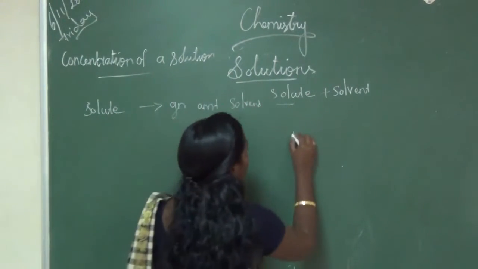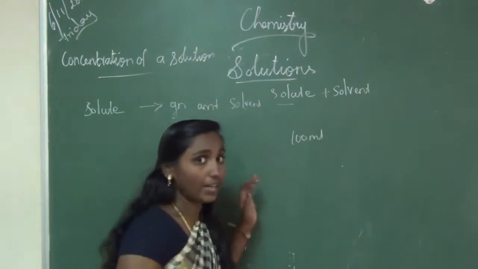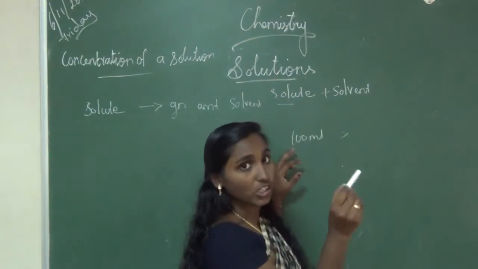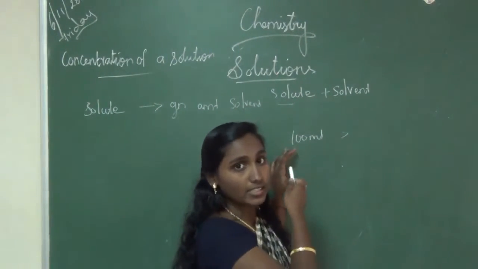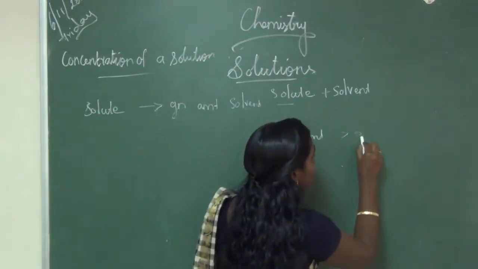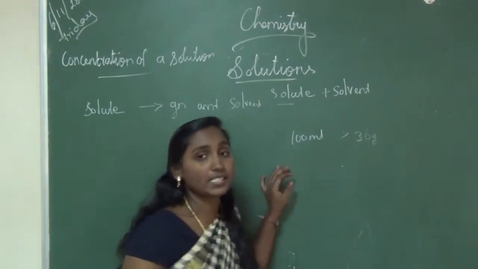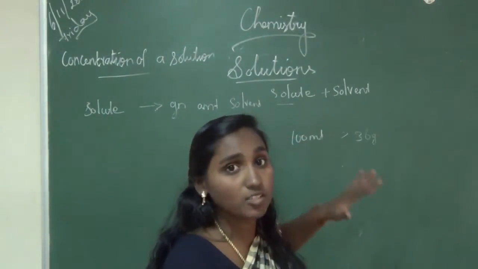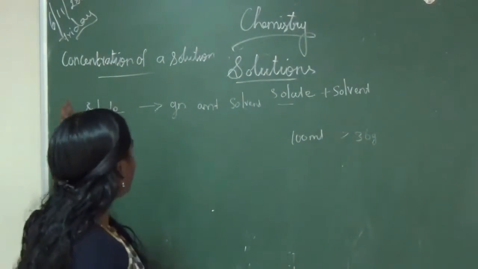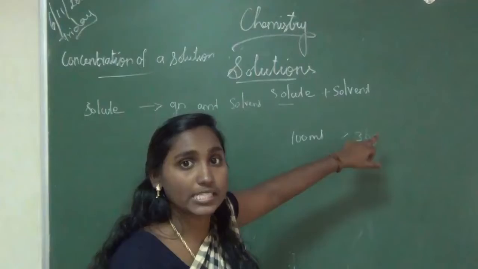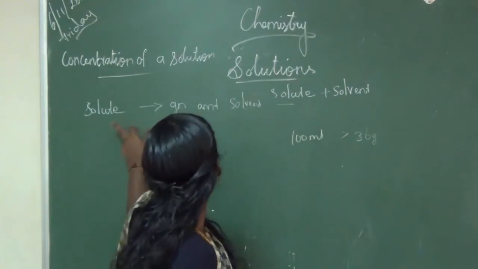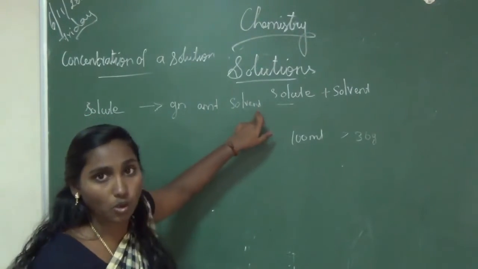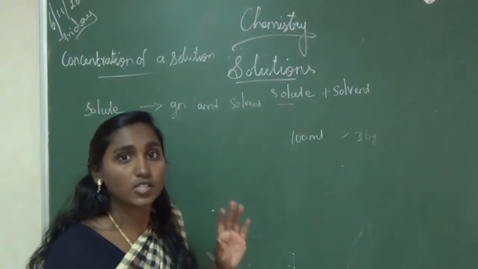Consider 100 ml water. In 100 ml water, for a saturated solution, we studied how many grams of solute can dissolve. 36 grams of sodium chloride can dissolve in 100 ml water. Okay, that is a saturated solution. So the amount of solute, here sodium chloride salt, salt is a solute, right? The amount of solute present in a given amount of solvent is called the concentration of a solution, okay?